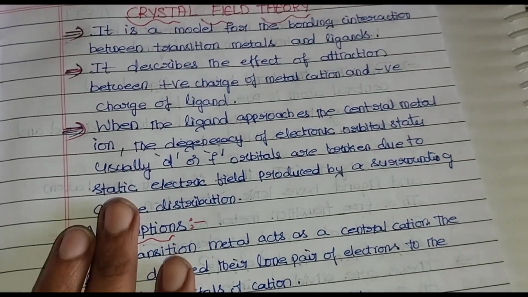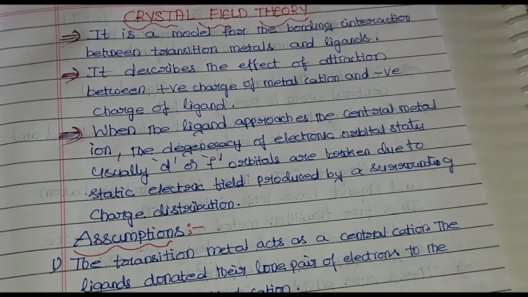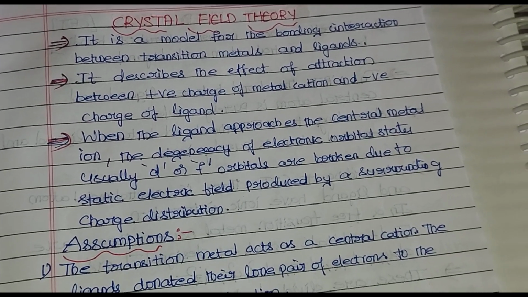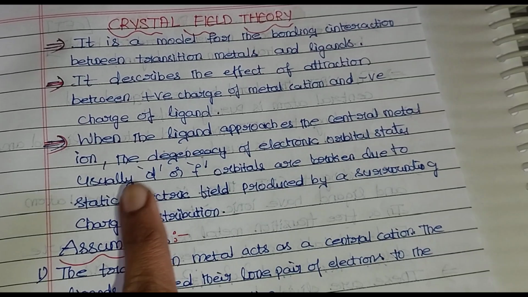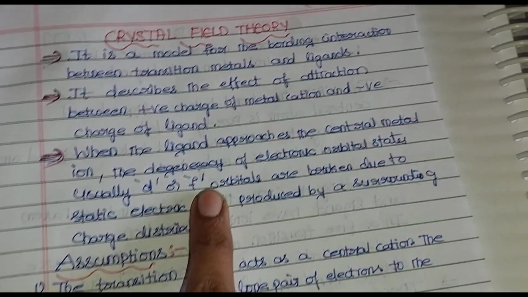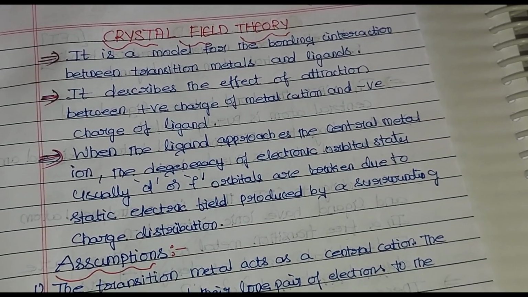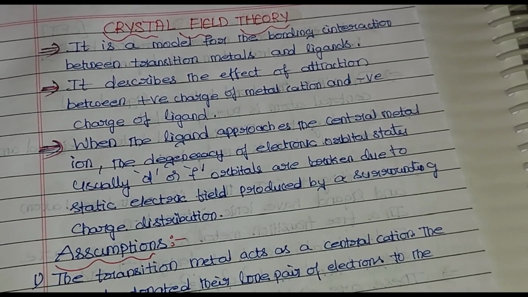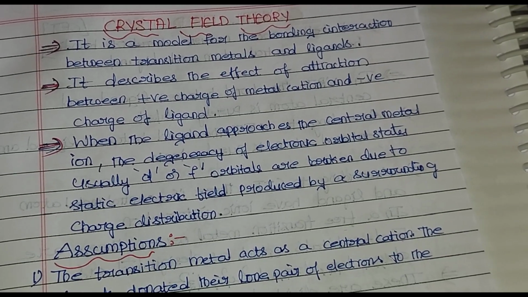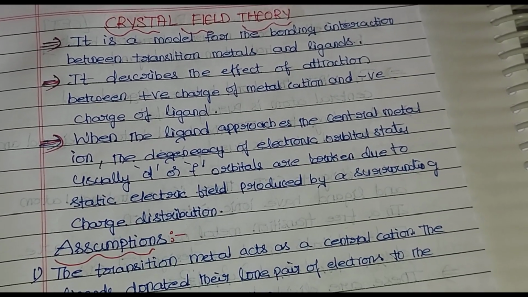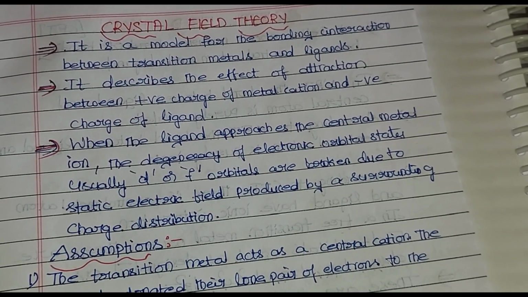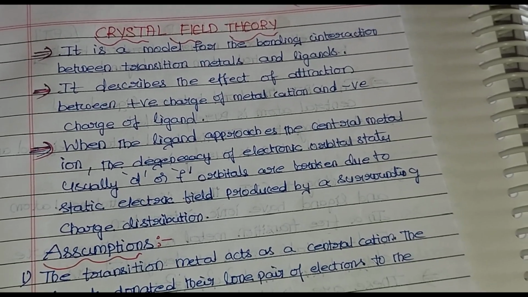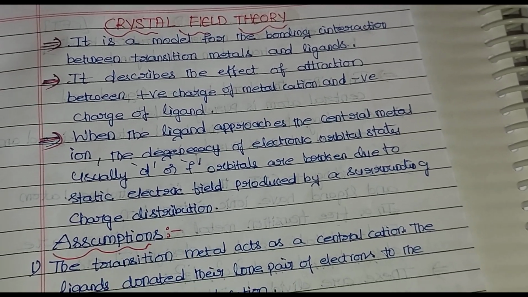When the ligand approaches the central metal ion, the degeneracy of the electronic orbitals is affected. The degeneracy exists in the d and f orbitals, and these orbitals are broken down due to the static electric field produced by the surrounding charge distribution. Because of the charge distributed around the metal ion by the ligands, the d orbitals or f orbitals are broken down because of the electric field.